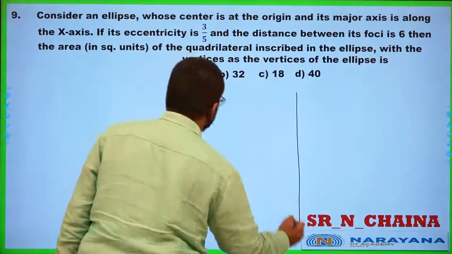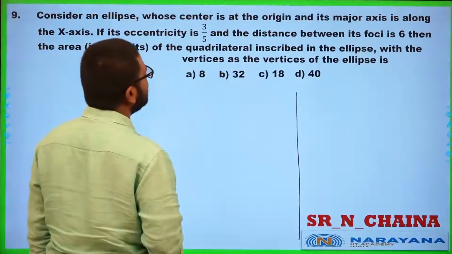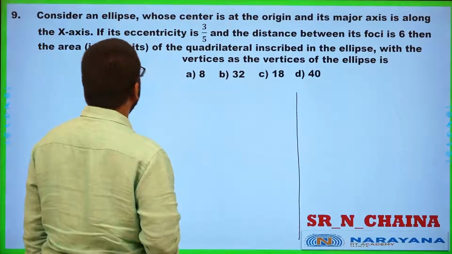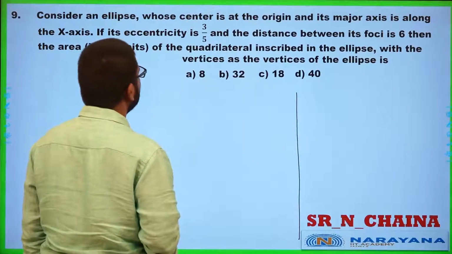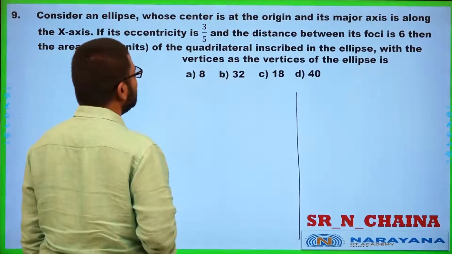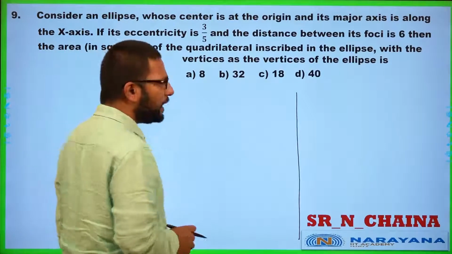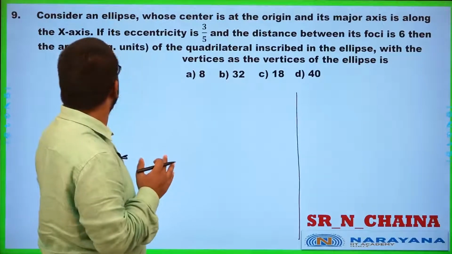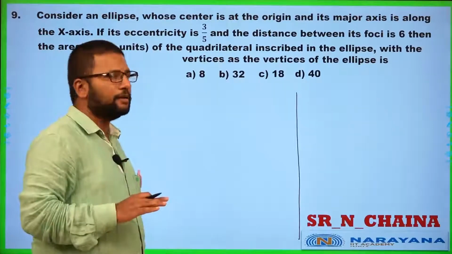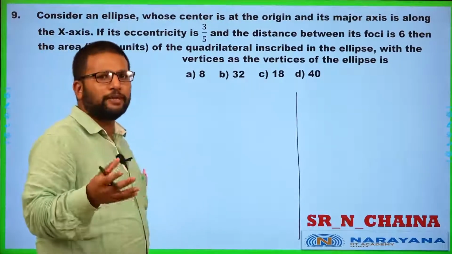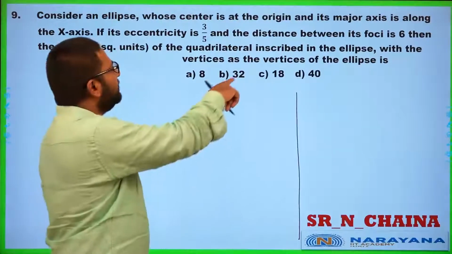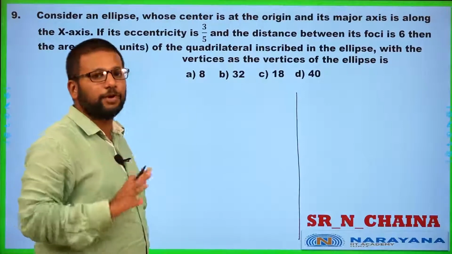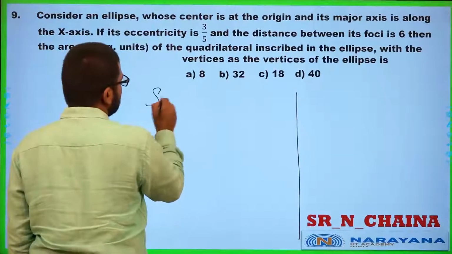Consider an ellipse whose center is at the origin and its major axis is along the x-axis. If its eccentricity is 3 by 5 and distance between its foci is 6, then find the area in square units of the quadrilateral inscribed in the ellipse with the vertices as the vertices of the ellipse. Okay, so what we have here is a standard ellipse for which the eccentricity is given and distance between foci is given. Using those two, we should be able to get the equation of the ellipse. Once we have that, we need to find the quadrilateral which uses its vertices as the vertices of the ellipse only.